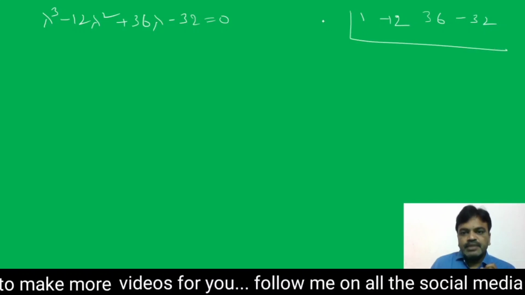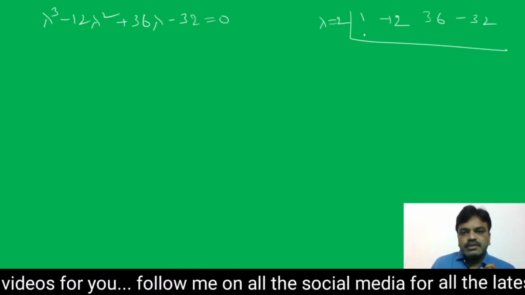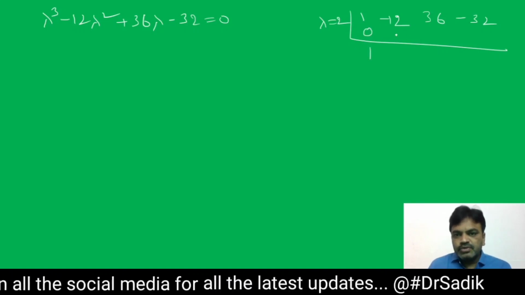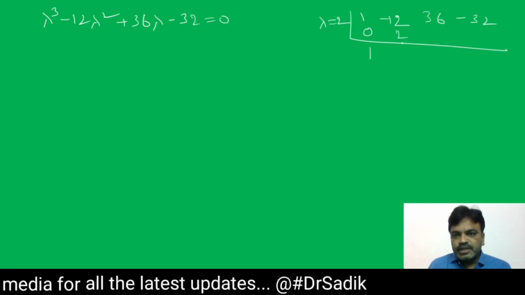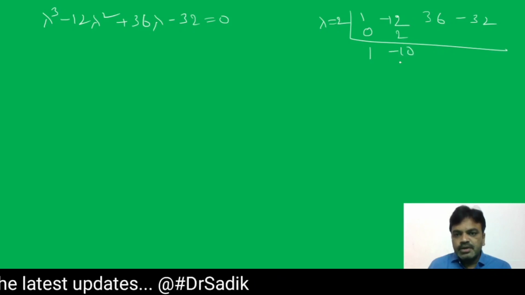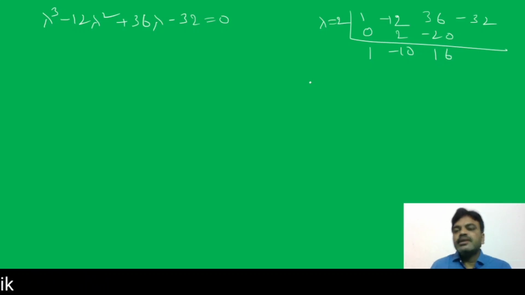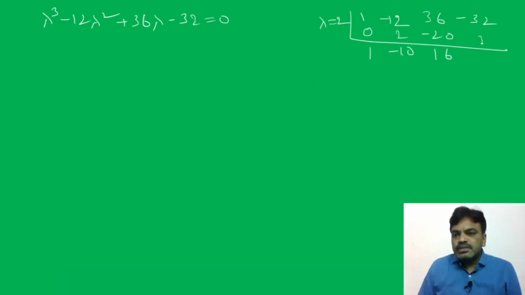Take here lambda equal to 2, friends. Lambda is equal to 2, apply 0 here. 1 plus 0 is 1. So 1 2s are 2. We get here minus 12 plus 2, minus 10. 2 into minus 10, minus 20. We get here 16. Okay, 2 16s are 32. So one of the roots is lambda equal to 2.